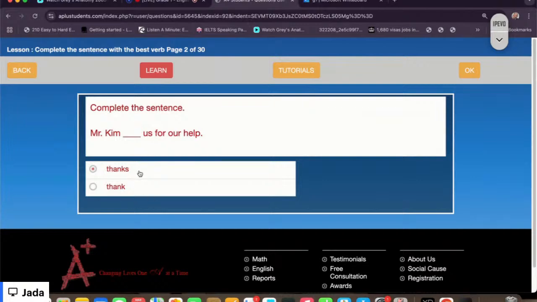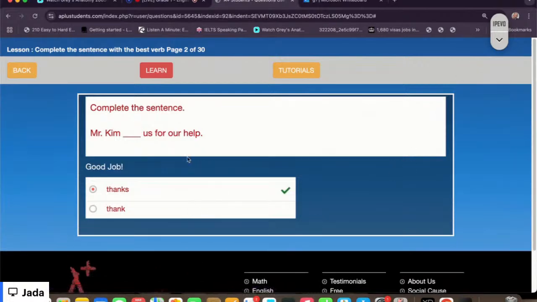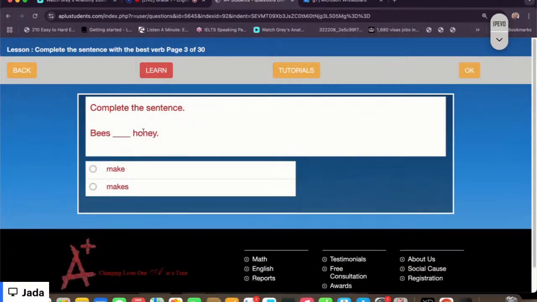Alright, so Mr. Kim is singular, so it will be Mr. Kim thanks us for our help with S. Alright, so we have bees dash honey. Make or mix.